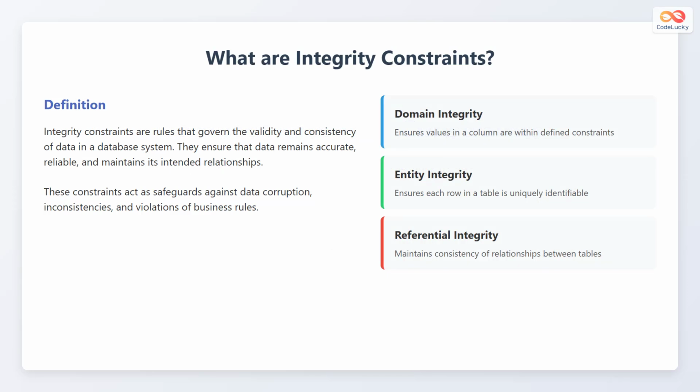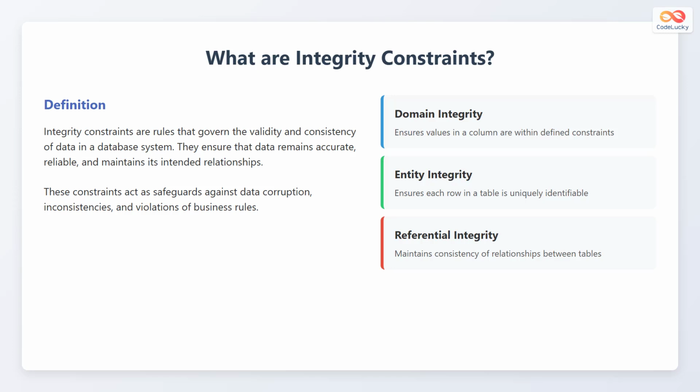Integrity constraints are essentially rules that govern the validity and consistency of data in a database system. They ensure that the data remains accurate, reliable, and maintains its intended relationships. These constraints act as safeguards against data corruption, inconsistencies, and violations of business rules.